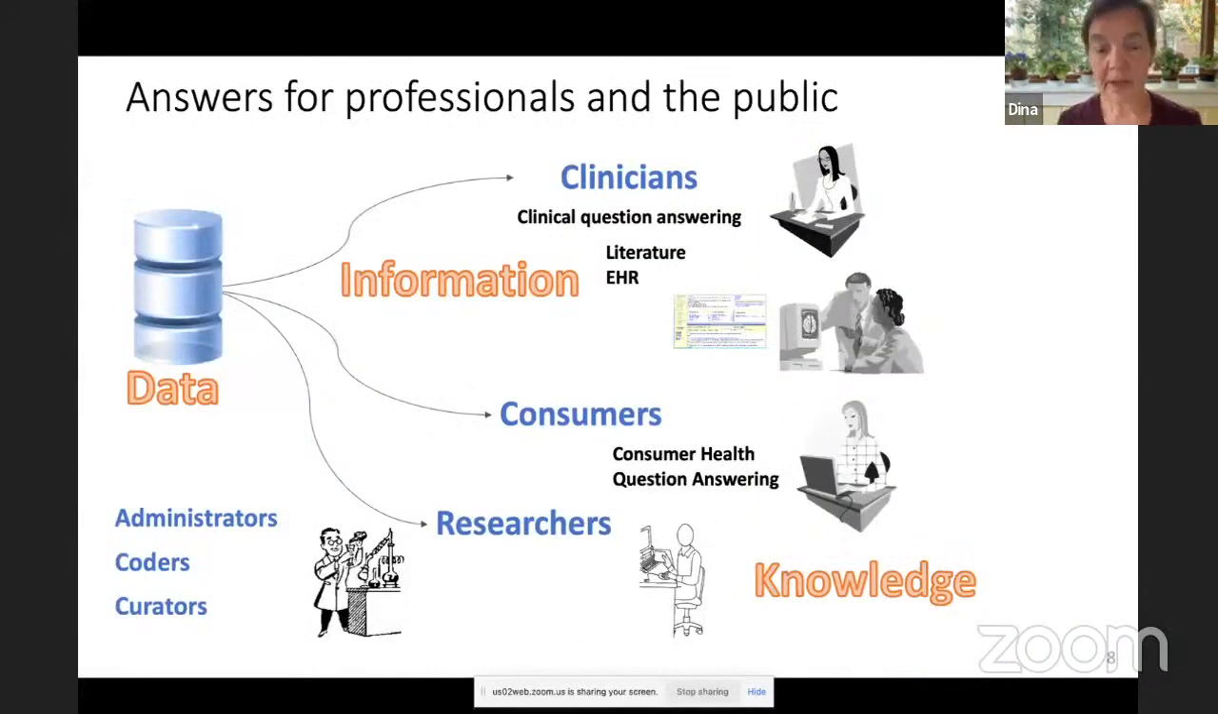So, of course, pretty much everyone has questions related to their health, but today I'm going to talk about just clinicians and consumers, so how we answer clinical questions for clinicians and consumer health questions, and also a little bit about the data and the shared tasks that are available if you're interested in the research in this area and you want to look for some data or challenges. So I will describe these towards the end.